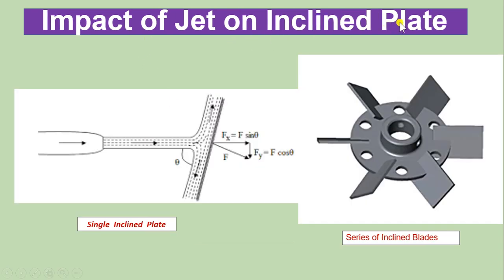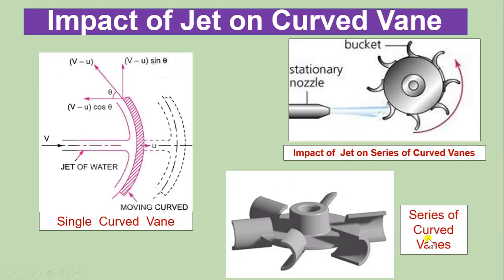Similarly, in case of an inclined plate, this is a 2-dimensional figure of the inclined plate where the jet is striking the inclined plate at angle theta. This is an actual photograph of a series of curved blades. In case of a curved vane, for the impact of jet on the curved vane, this is a single vane for the analysis purpose. Actual photograph of a series of curved vanes.